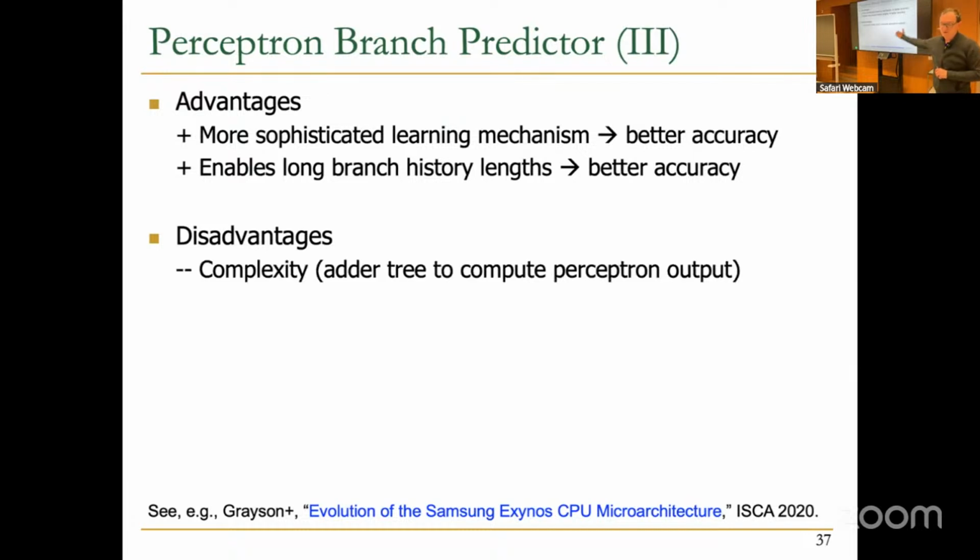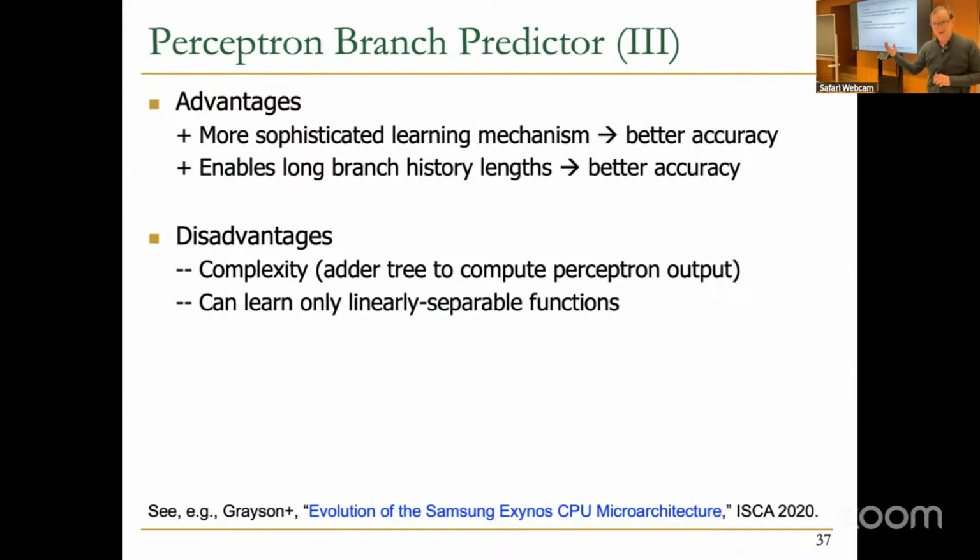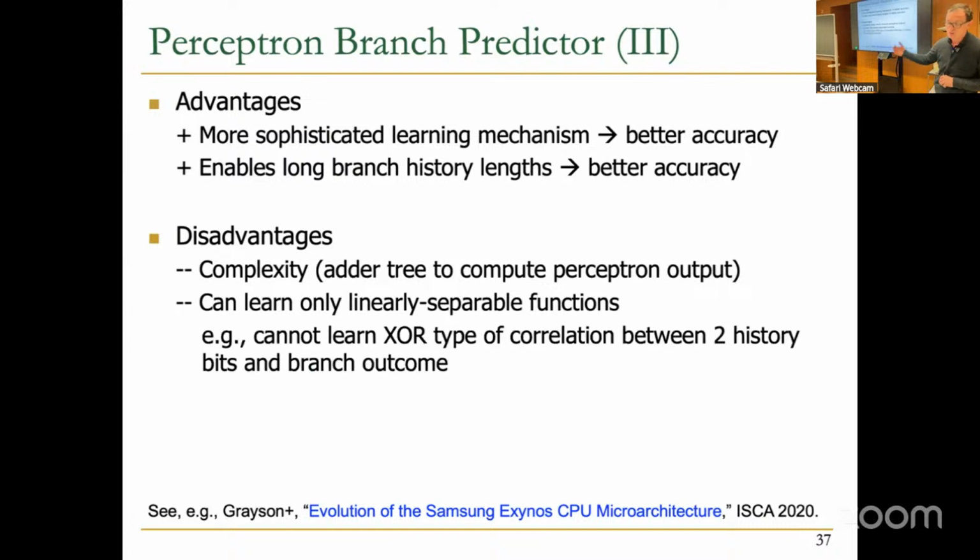Okay, there are disadvantages, of course. Clearly, there's complexity. There's an adder tree to compute the perceptron output, meaning a multiplier. People try to simplify it. There's a lot of work that tries to simplify it, but it's still not simple, right? There's latency also. How do you get the latency, because it takes time to actually do this computation? There's another disadvantage that later works actually try to fix. The perceptron can only learn linearly separable functions because of the way it gets trained. It cannot learn XOR type of correlation, for example, between 2 history bits and branch outcomes. So it cannot learn everything nicely, even if there's this type of predictability.